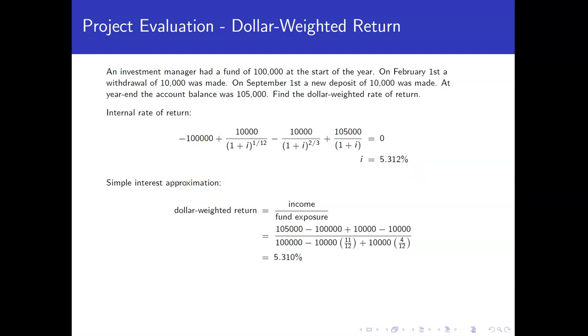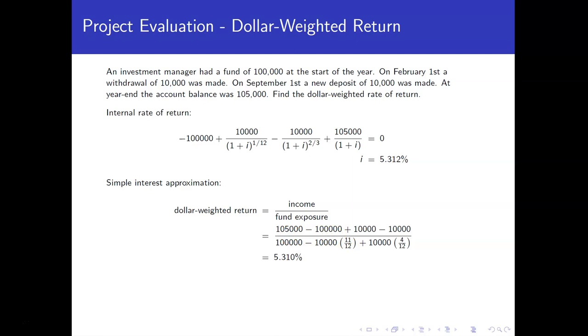So let's see if we can get a simple interest approximation to this interest rate. And this is typically what we call the dollar-weighted return. So the dollar-weighted return usually refers to the simple interest approximation to the internal rate of return. So how do we calculate it? Well, your book defines it as income over fund exposure. So how would you figure out how much income you make? Well, we've got an ending balance and a starting balance. So the difference between that would be just how much that fund would grow.